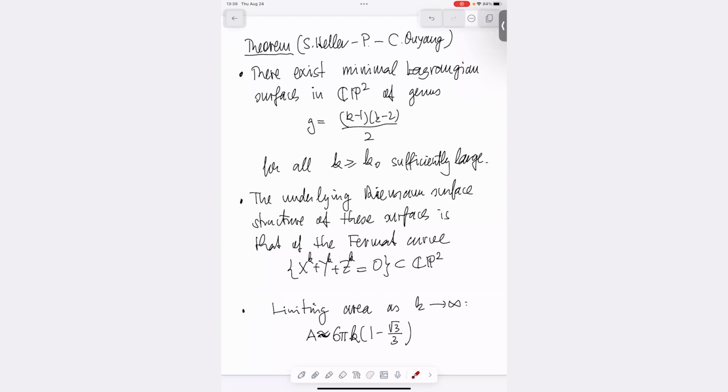So we also have our own way to do this. Our theorem is: there exist minimal Lagrangian surfaces of genus (k-1)(k-2)/2 for all sufficiently large k. Now, you might say, that's bad, k could be astronomically large, k0. Yes, it is, but that is due to a usage of a very primitive implicit function argument.